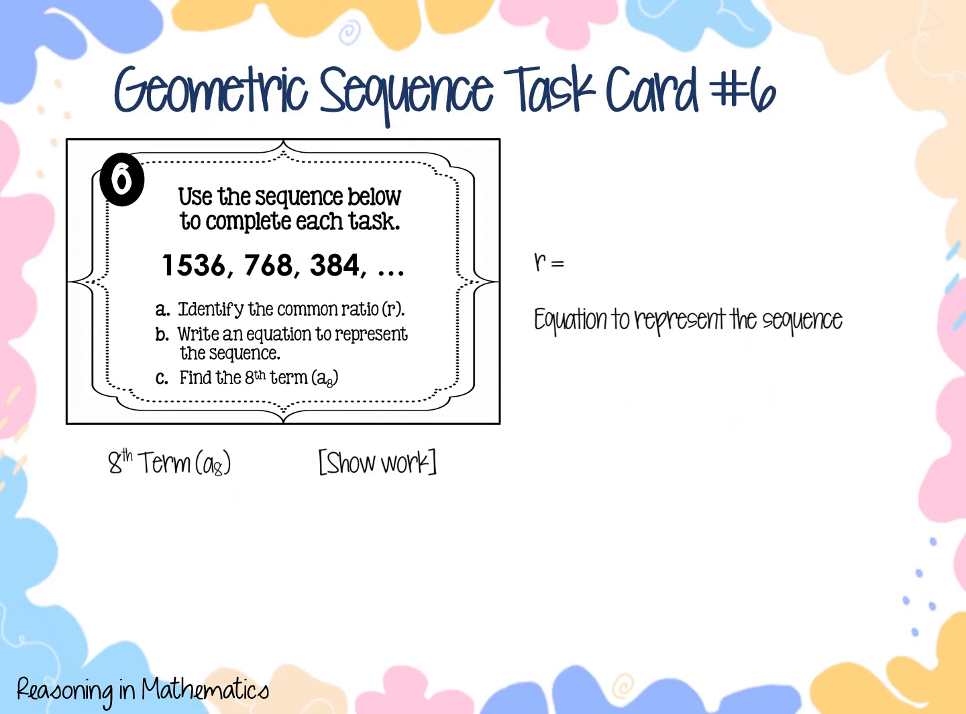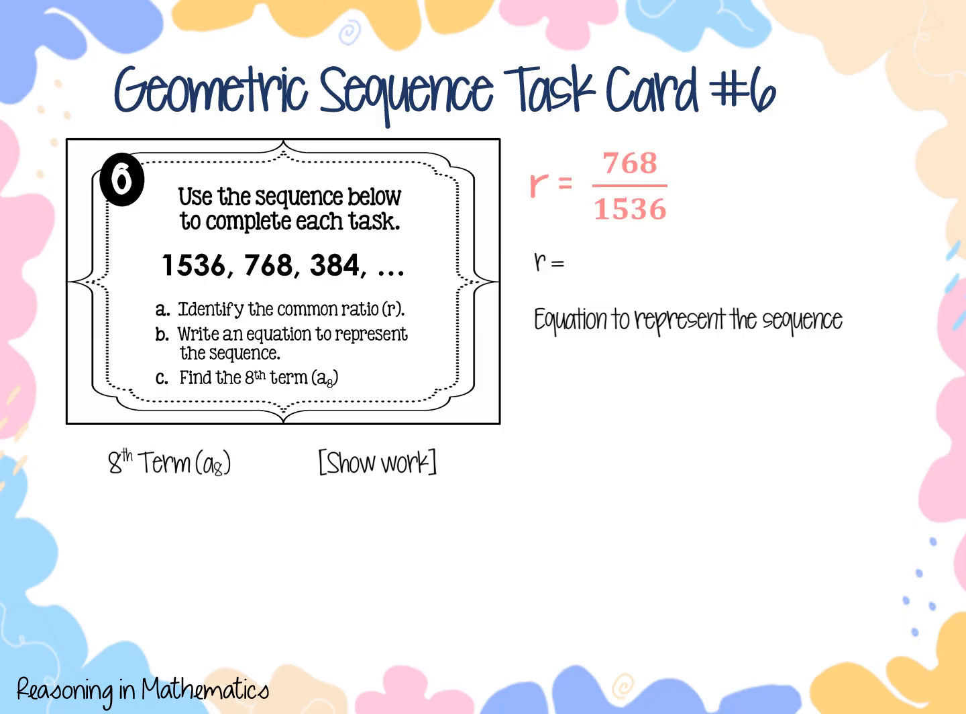Geometric sequence, task card number 6. Use the sequence below to complete each task. 1,536, 768, 384. Find the common ratio, write your equation, find the 8th term.